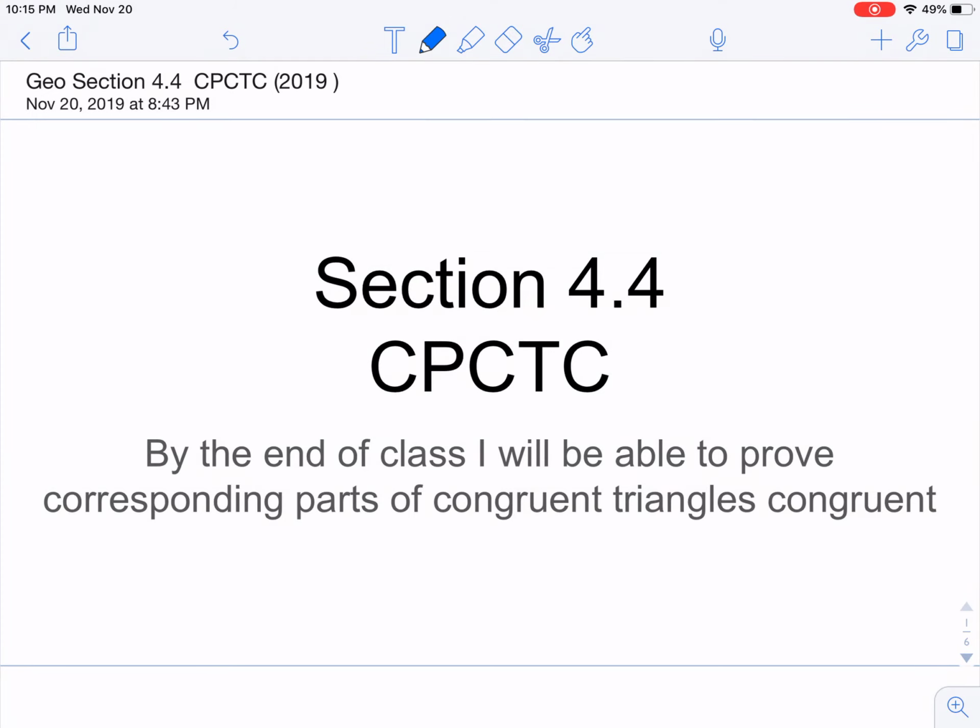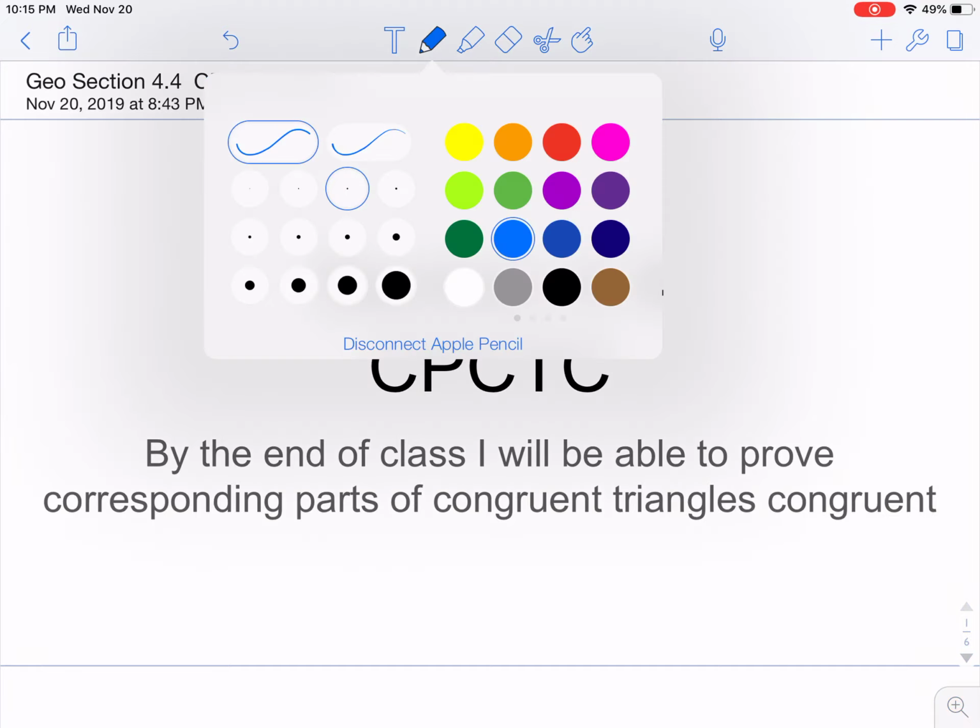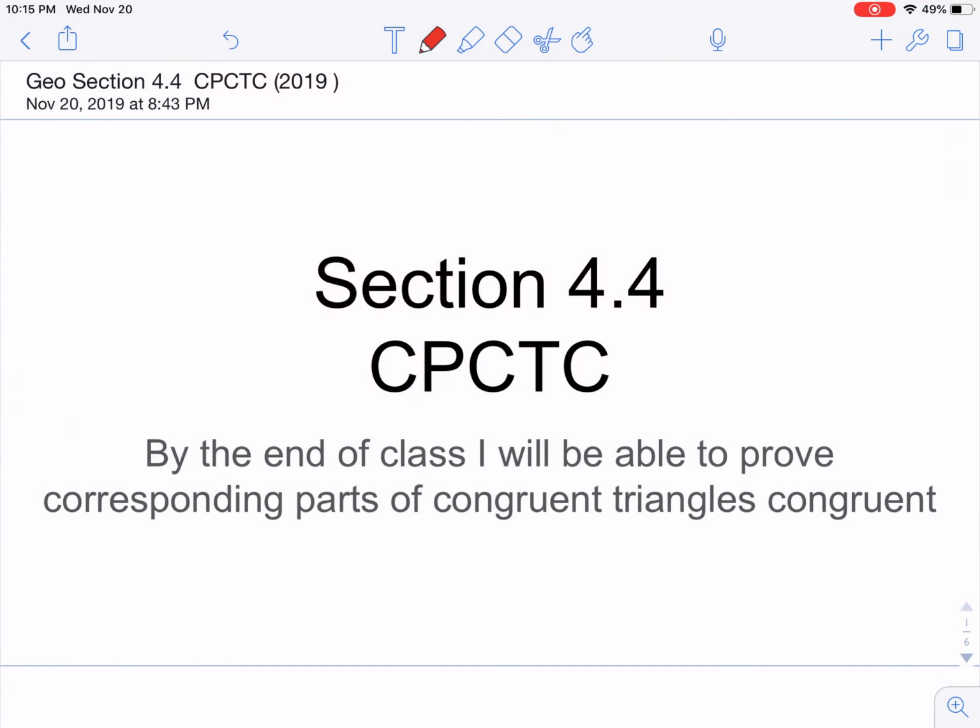All right, time for my favorite acronym, CPCTC. It's fun to say and easy to use, hopefully. CPCTC stands for corresponding parts of congruent triangles are congruent. It's a justification. It's going to be used in a lot of proofs from now on.